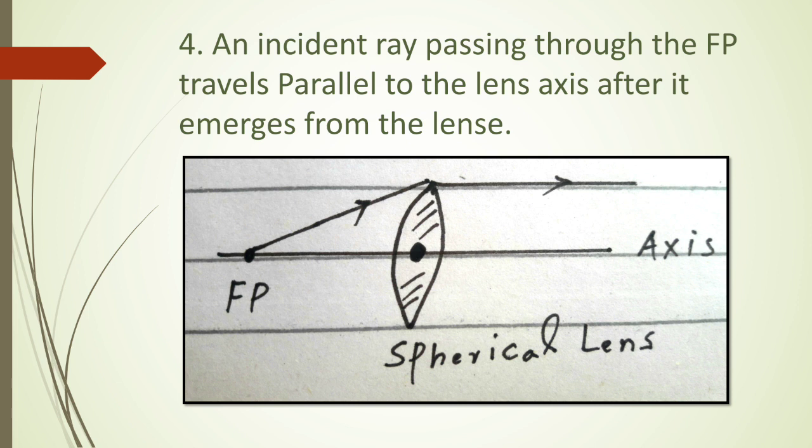Principle number 4. An incident ray passing through the focal point travels parallel to the lens axis after it emerges from the lens. So let's say we have got the source on the focal point.